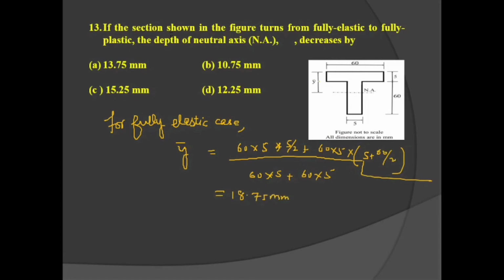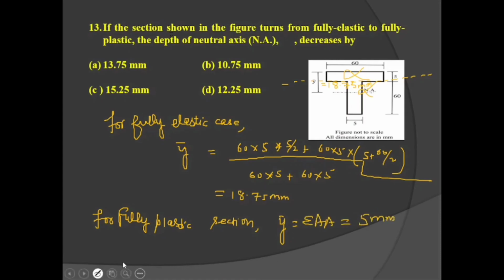18.75 mm. So this y bar is equal to 18.75 mm for the fully elastic section, but for the fully plastic section, obviously the plastic neutral axis is that axis which divides the total area into two equal halves. So the plastic neutral axis lies here, because the area above is the same as the area below. The difference is 18.75 minus 5: for the fully plastic section the y bar, the equal area axis, is equal to 5 mm.